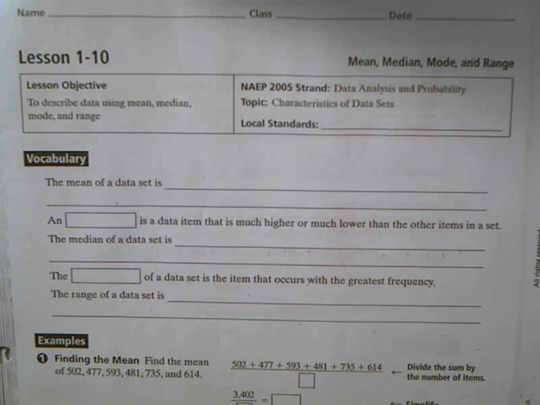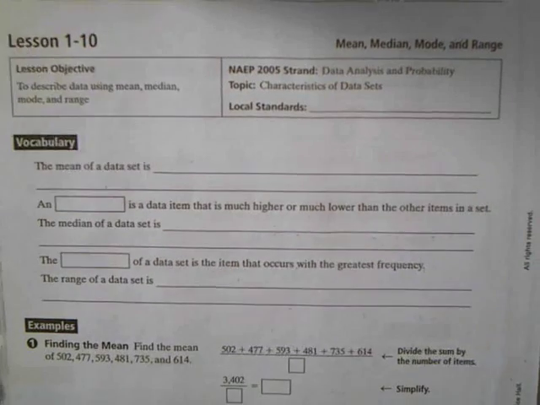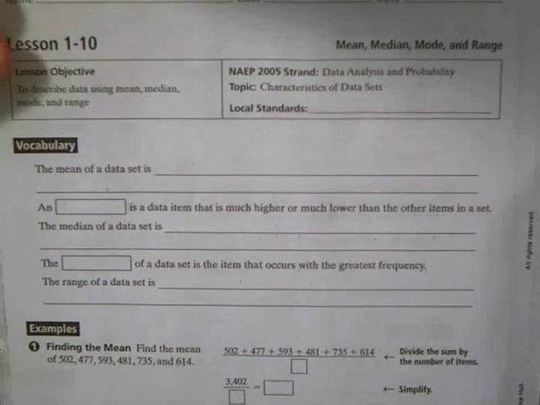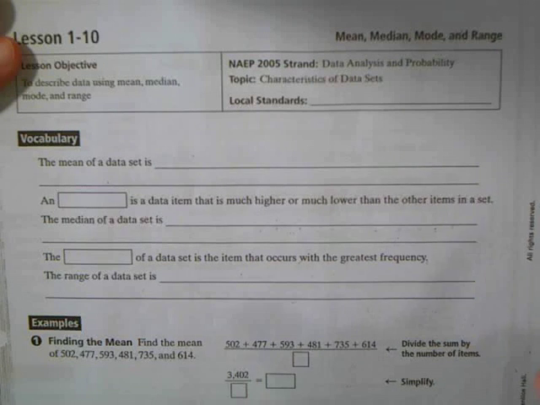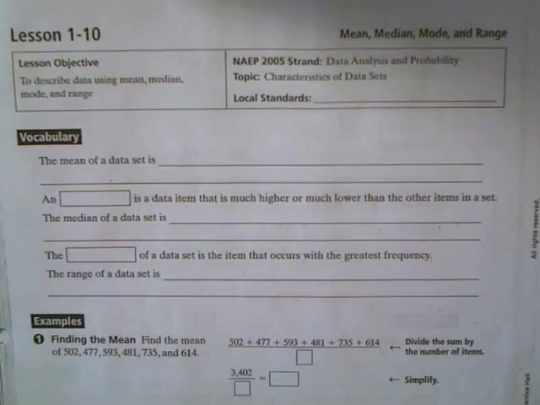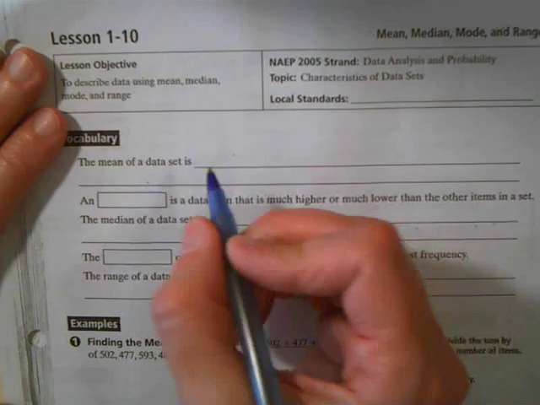So our objective is to describe data using mean, median, mode, and range. Okay, many of you are going to be somewhat familiar with this information. Also, you might want to have a calculator handy. It may come in handy later. You can just pause it right now or pause when we get to the time where we need a calculator. Okay, let's get started with our vocabulary.